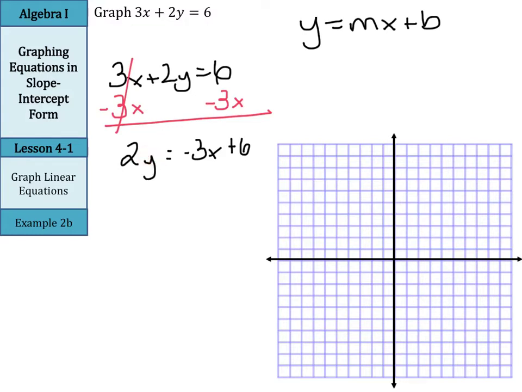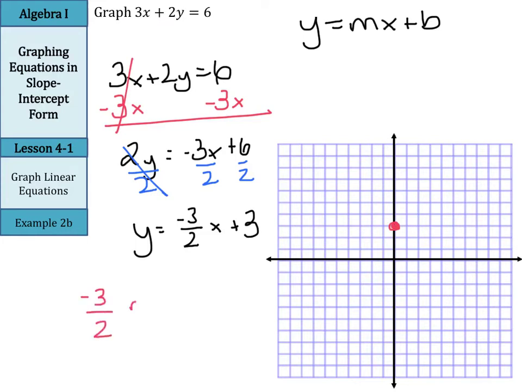Now we need to isolate our y, so divide by the 2 on both sides, but everything on that right side by 2. And so y equals negative 3 halves x plus 3. And now my equation's in slope-intercept form. My y-intercept here is 3. And my slope of negative 3 over 2 means when I look at my rise over run, that from the y-intercept I will go down 1, 2, 3, and then run 2: 1, 2.